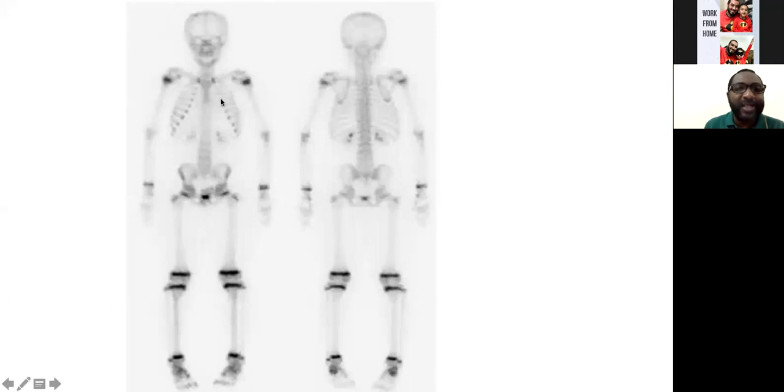Again, you can see that there is more costochondral uptake because there is still growth plate. You can see growth plate at the neck of the femur, the acetabular region, the distal end of the femur and the tibia, as well as the foot. So this is a normal bone scan, again, an anterior and posterior projection of a pediatric patient. So the skeletal normalcy changes over time.